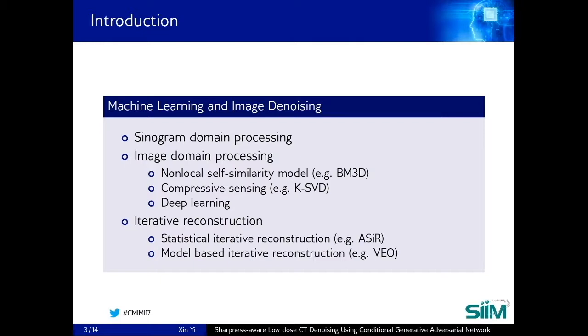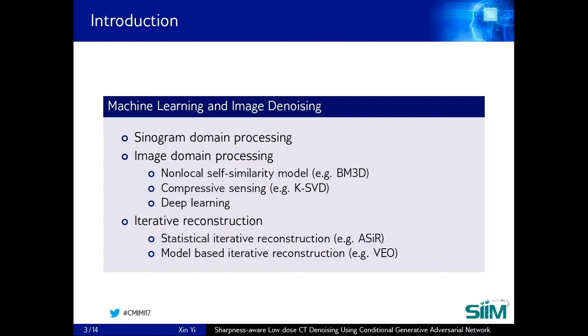Image domain processing methods operate directly on the reconstructed image, and most of the methods are originally designed for natural image denoising. For example, the one based on non-local similarity and the one based on compressive sensing. BM3D and KSVD are two state-of-the-art traditional methods in the pre-deep learning era. With the resurgence of deep learning, we can use a neural network to minimize the mean square error between a low-dose CT and the conventional full-dose CT. But all the methods suffer from over-smoothness of the surface texture.